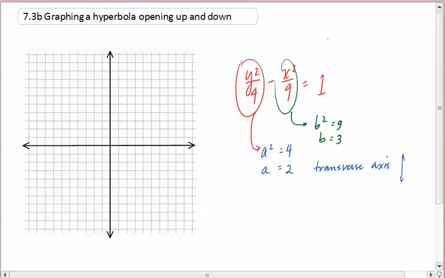Alright, so we know that the origin contains the center, so there's that. Now the transverse axis will be vertical, and we're going to use the 2, so we're going to go up 2 and down 2. What's interesting about this one is that the conjugate axis is longer, but that does not change the opening. So let me go ahead and get my rectangle on here like we did in the last video.